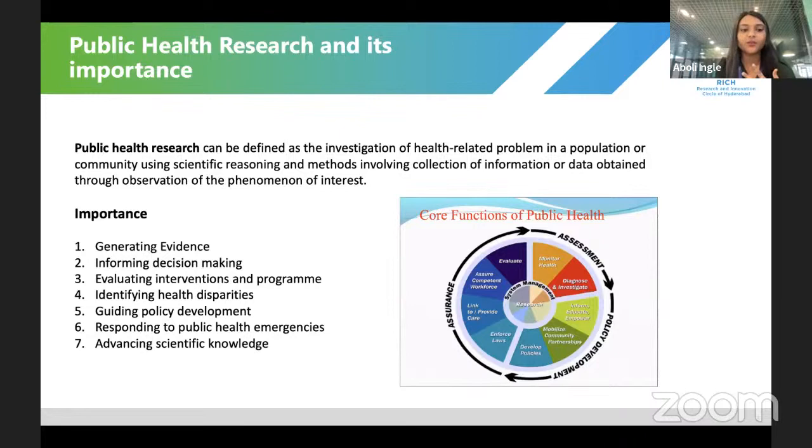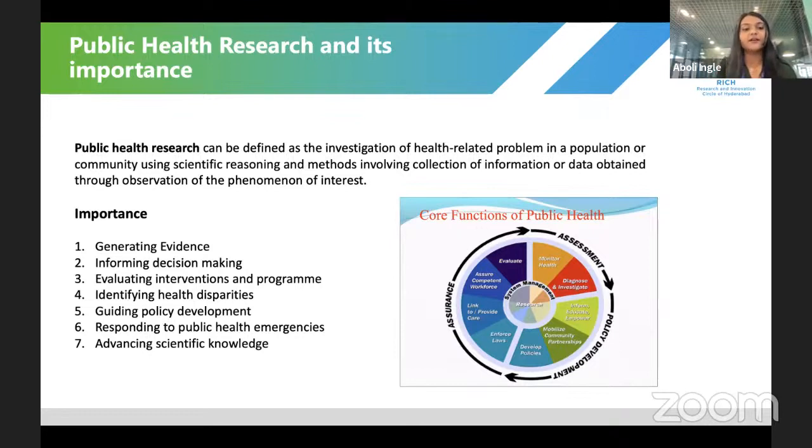Then evaluating interventions and programs. What if we do implement some program and some intervention and we don't know what the effect and the impact of that is? Will that be helpful? It won't serve the need unless we understand what impact the program or intervention implemented is creating.